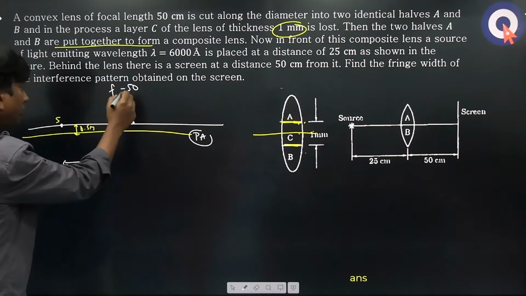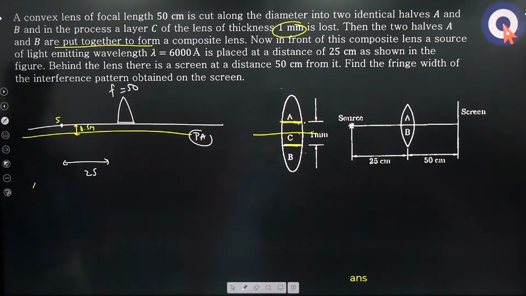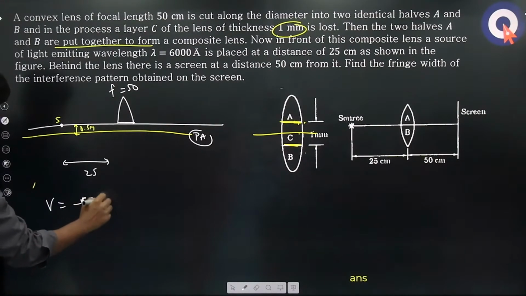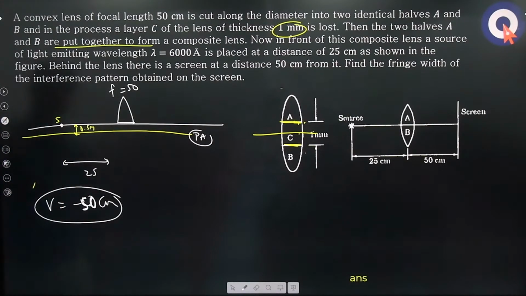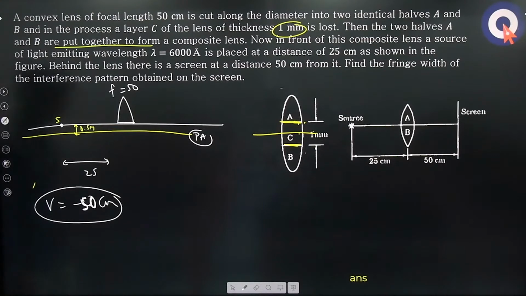formula, so 50 and this 25, and you are going to get 1 by v minus 1 by u equal to 1 by f. The virtual image, because the focal length is double, so you will get minus 50 centimeters as the position of the image. And since the image distance is 50 and the object distance is only 25, the image height will be double of the object height.